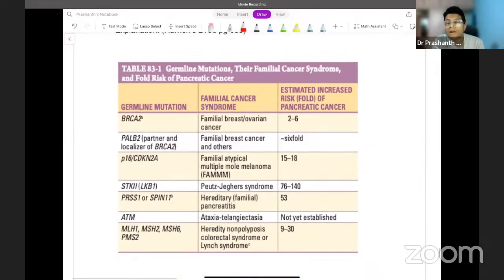What you should know is that BRCA1, though known to be associated with pancreatic malignancy, is not as strongly associated as BRCA2. So among the options given, it is BRCA2 which is more associated with pancreatic malignancy, and not BRCA1.